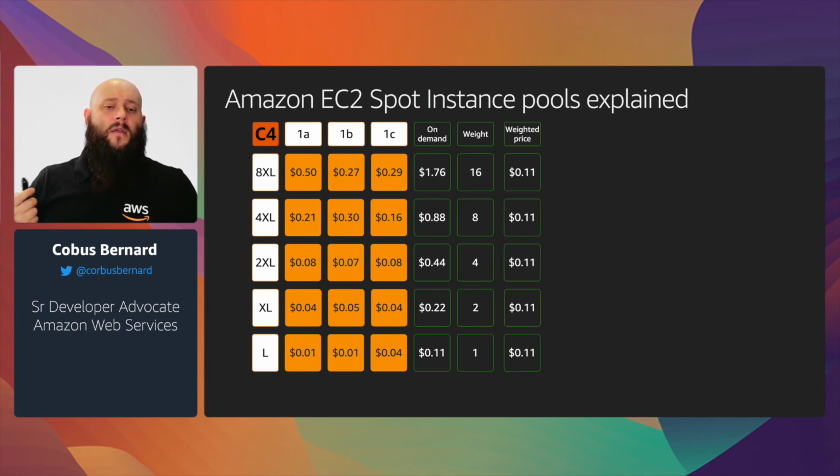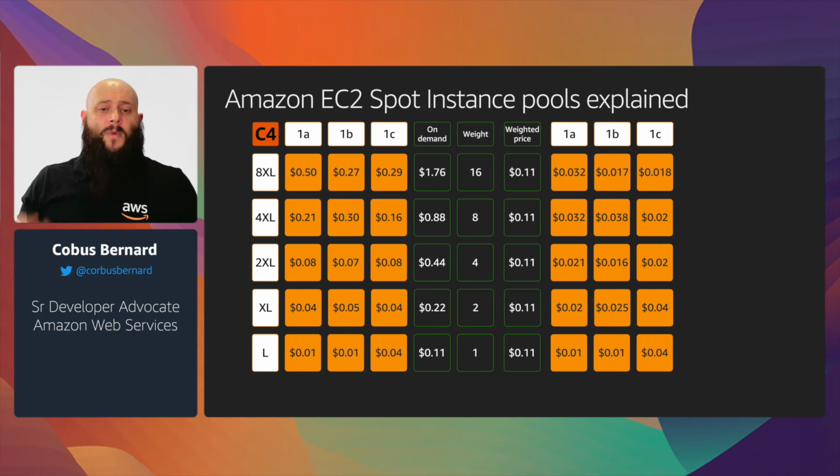Because of the sizing difference, you can see those are the weights we apply. And then when we start looking at the weighted price, we can see that the on-demand weighted price is exactly the same as you would expect. But when you look at the spot pricing, taking the weights into account, you can see there are sweet spots where it's a lot cheaper to run using that specific spot combination and that family combination in that specific availability zone.